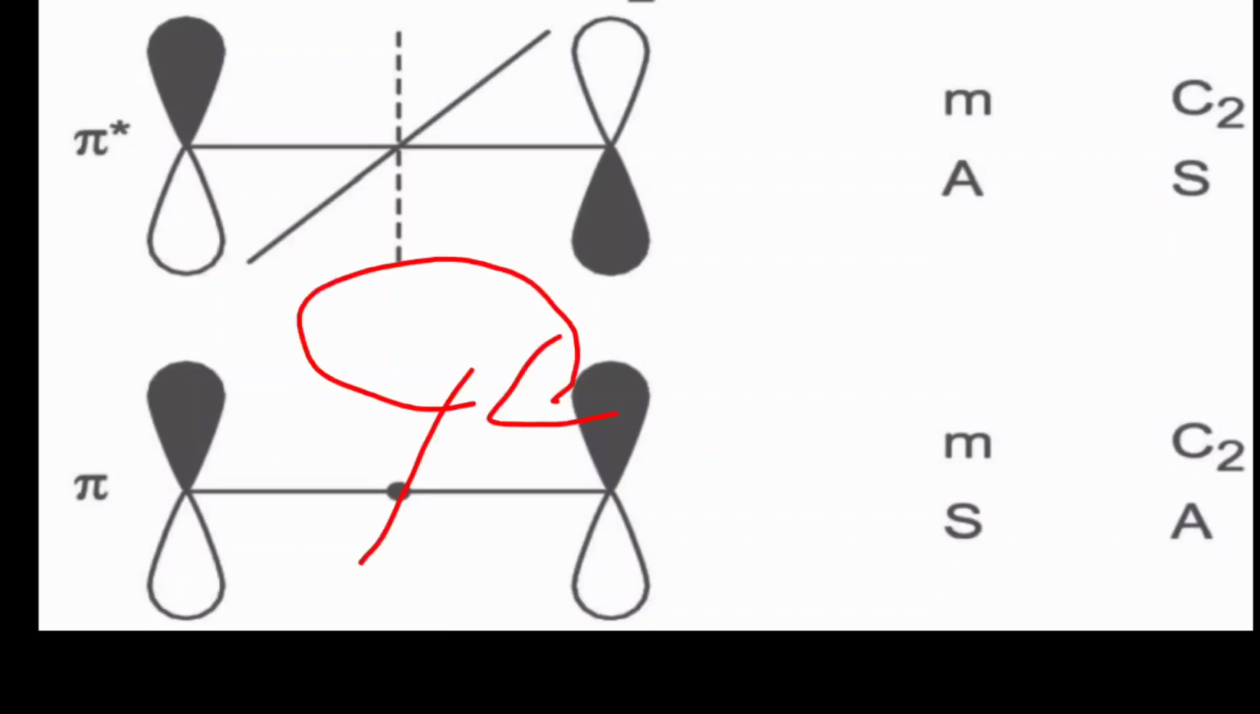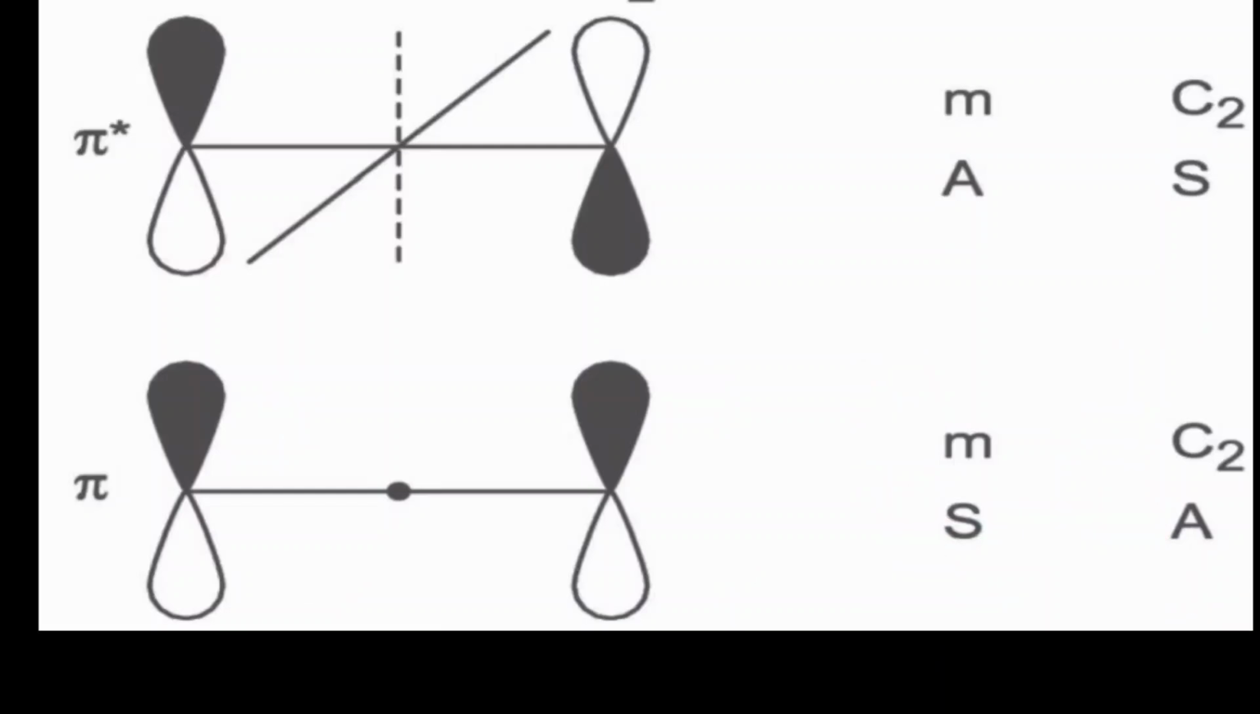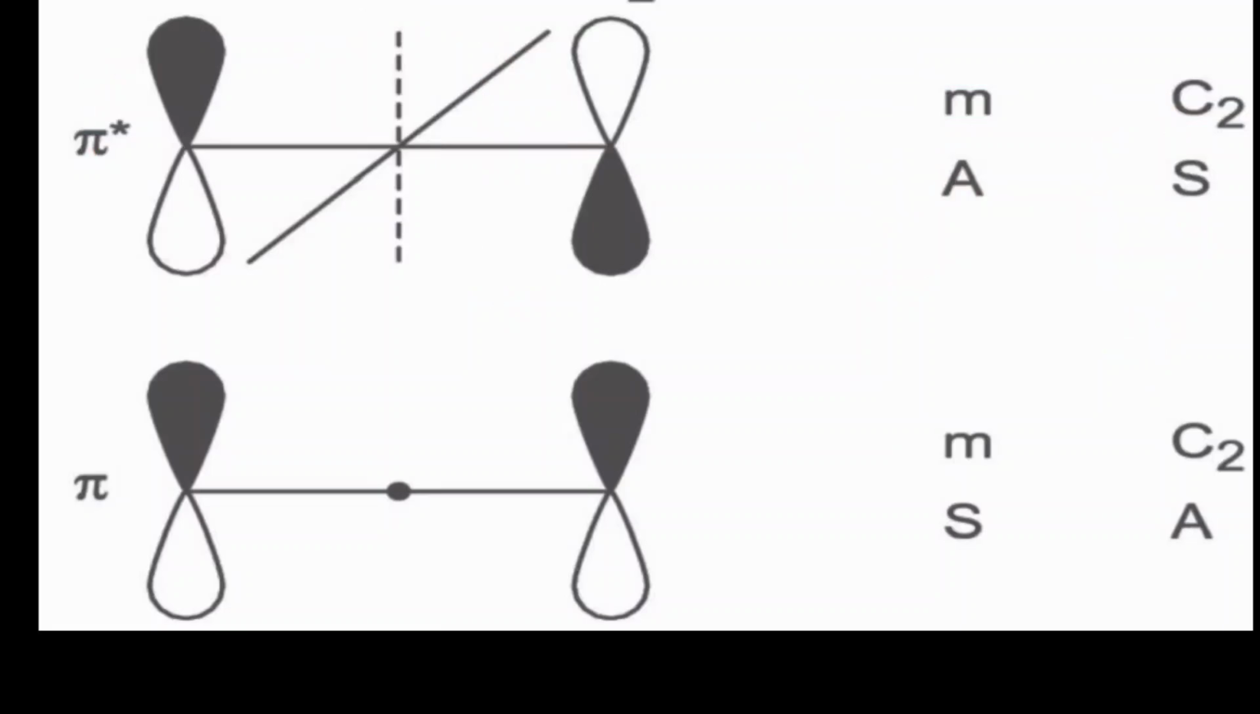Now how to see the C2 axis of symmetry? By rotating it by 180 degrees, what happens? This positive becomes negative and negative becomes positive. Now these two are not symmetric, that's why the pi star orbital with respect to the C2 axis of symmetry is asymmetric. By rotating the pi orbital by 180 degrees, the positive sign becomes negative and the negative sign becomes positive. Now by doing so, the positive, positive lobes come on the upper side. That's why this orbital is symmetric with respect to the C2 axis of symmetry.